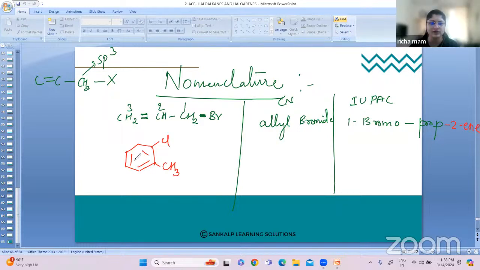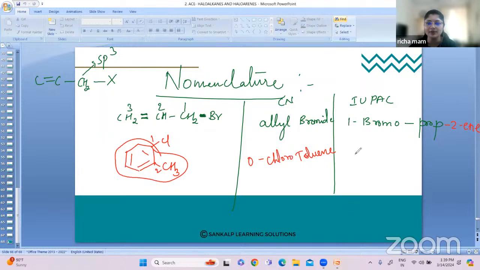Aryl chloride. Okay, that is aryl chloride. If it is an aryl substituted chloride, that is also fine. If I take this as the parent chain, what is it called? When you have a benzene with a CH3 group, it is toluene. So at one position you have chloro, and when you have 1,2 substitution, it is called orthochlorotoluene.